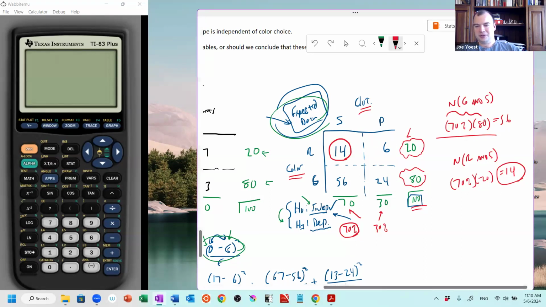But yeah, so the way that we would find, say, this one, for instance, is taking 70% of 80, or sorry, 70% of 20. Or alternatively, we could have taken 20% of 70. Either way, 70% of 20 or 20% of 70 gets me the same answer.